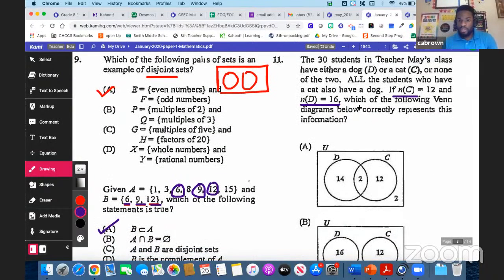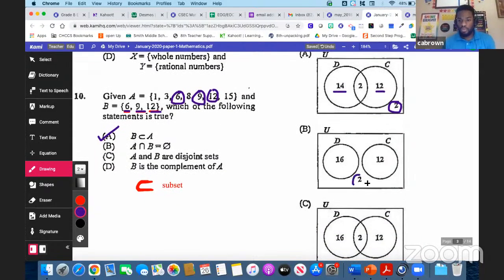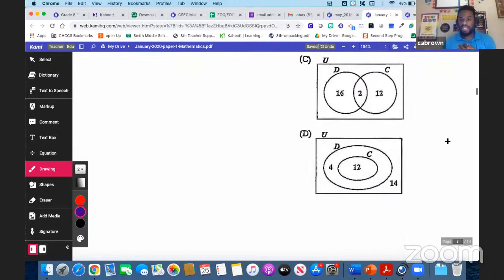So let's look at this. There are 30 students in the class. Every student that has a cat also has a dog. Set A says 14 dogs, 12 cats, and the outside is telling us that nobody owns a cat or a dog, which is not true because every student that owns a cat also owns a dog. This would also be wrong because 2 is again on the outside, so we know that A and B are out. So our answer is between C and D.